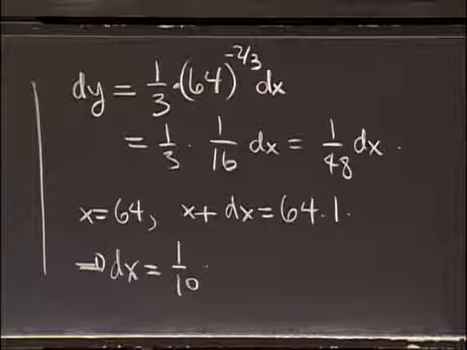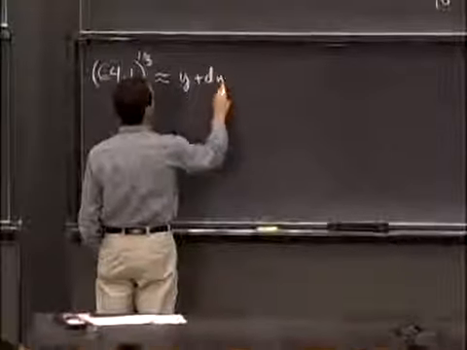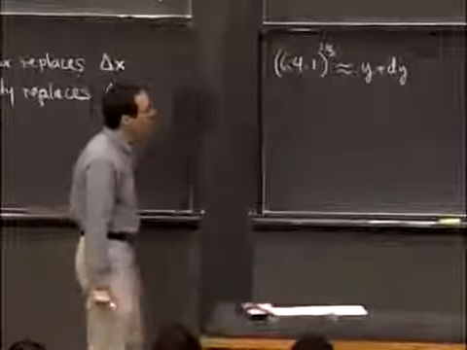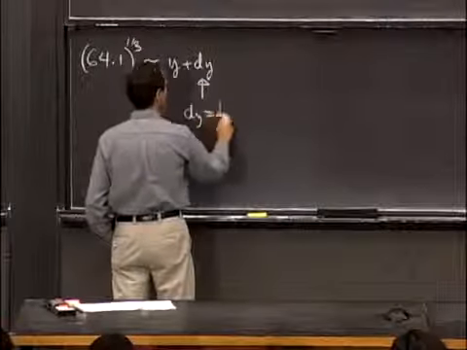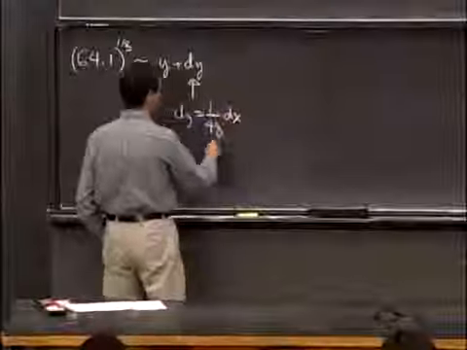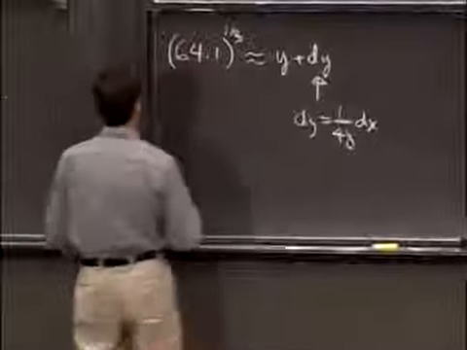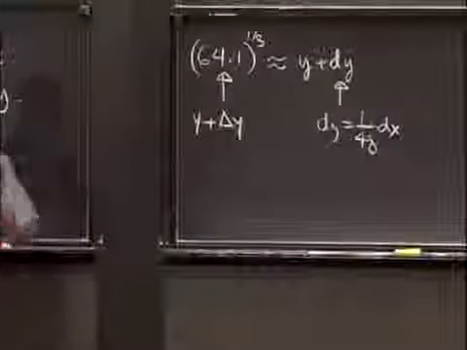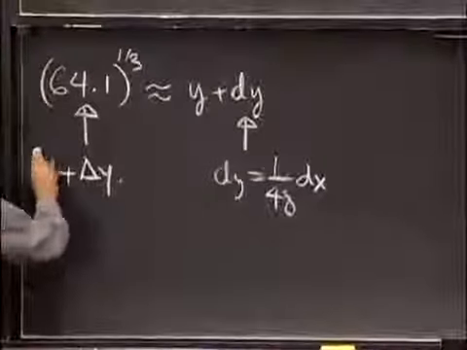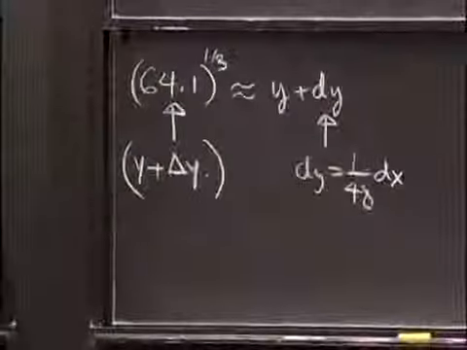The approximation says that 64.1 to the 1/3 is approximately what I'm going to call y plus dy, because the dy I'm determining here is determined by this linear relation: dy is equal to 1/48 dx. This is only approximately true, because what's really true is that this is equal to y plus delta y in our previous notation. So this is, in disguise, what this is equal to, and that's only approximately equal to what the linear approximation would give you.